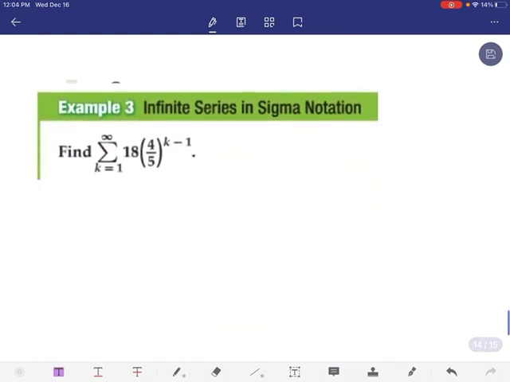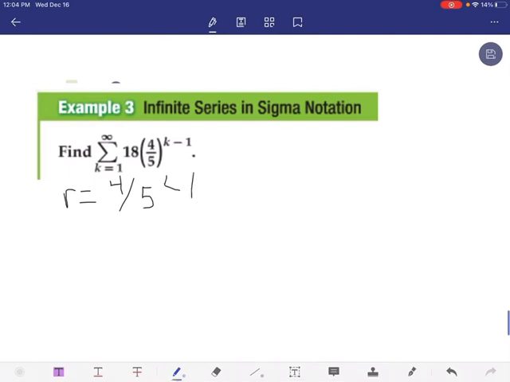Let's look at another example. So we can also see infinite series in sigma notation. The only difference, though, is notice that in our top spot, we have an infinity symbol. So instead of going to a particular number, we're starting at 1 and we're going to infinity. Now remember that when we look at our sigma notation with our geometric series, we said that whatever is being raised to the power is going to be our r value. So in this case, our r value is 4/5.